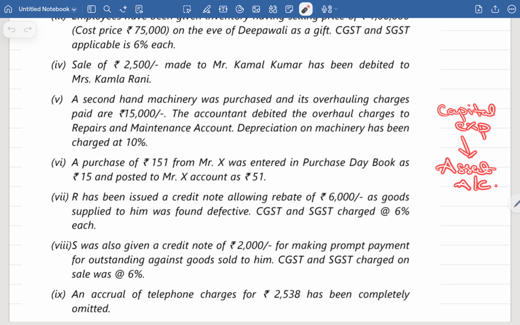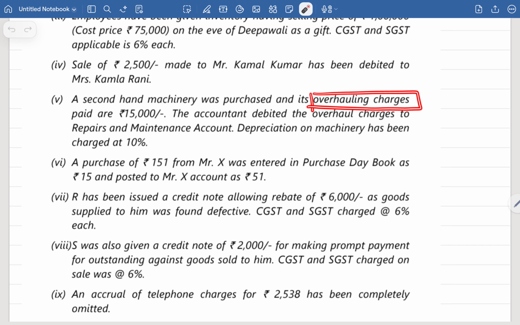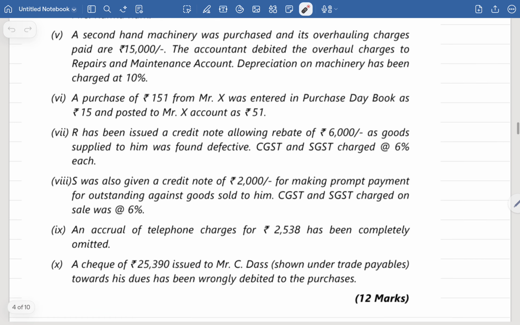This we have seen in the basic introduction topic. So here he has purchased one second-hand machinery. For that, overhauling charges are paid. It is a capital expenditure. It has to be debited to machinery account. But by mistake the accountant has debited it to which account? Repairs and maintenance account. On this 15,000, depreciation is chargeable at the rate of 10%. So the entry will be like this.